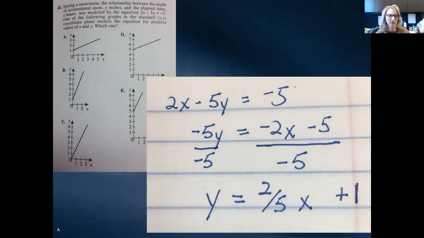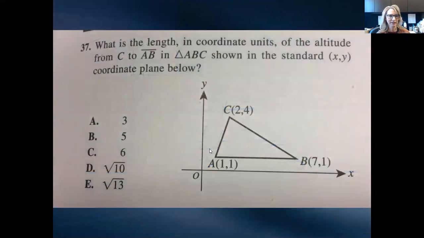So 2/5 slope, your rise is smaller than your run. So it's going to be more horizontal than it's going to be vertical. So it's going to be A. So you're going up 2 and over 5 each time. So A.